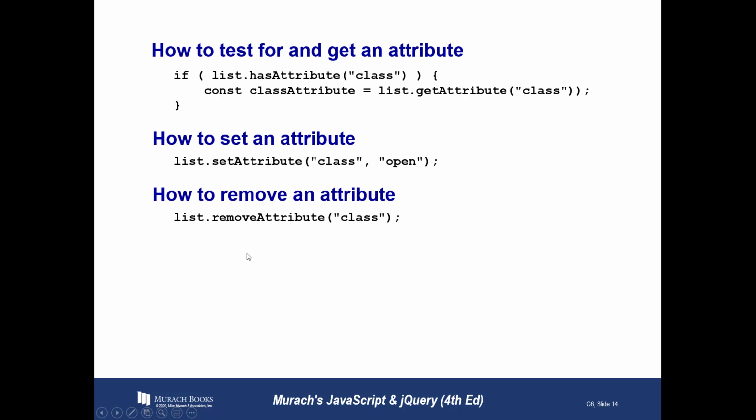How to test for and get an attribute. So there's the test for it, and there's getting it. And there we're assigning it to a local variable.